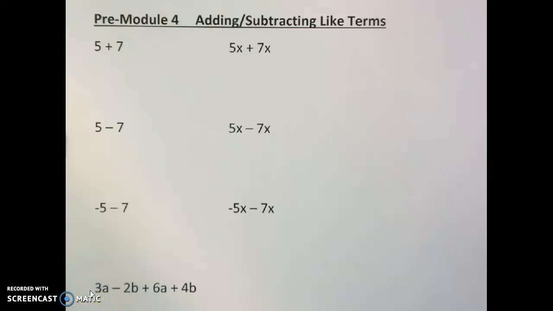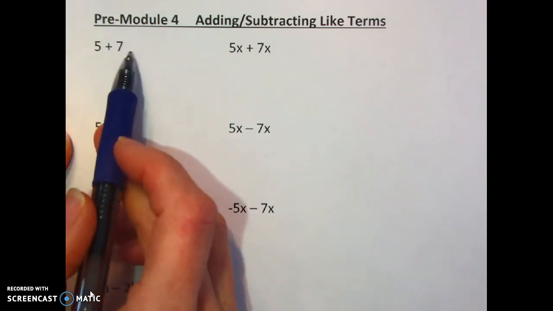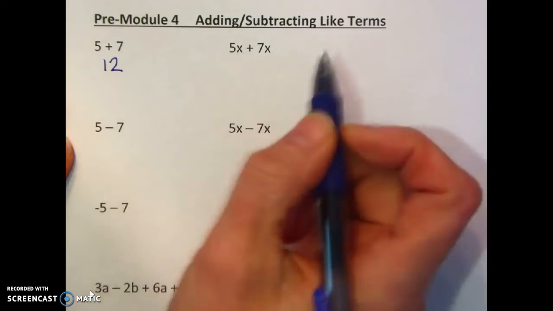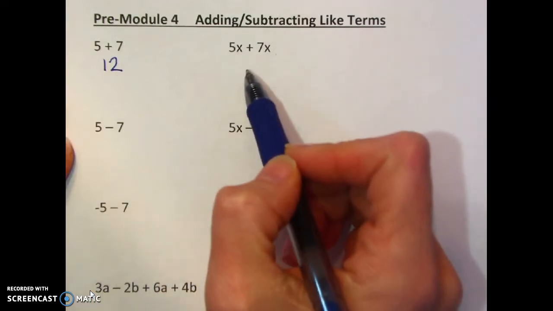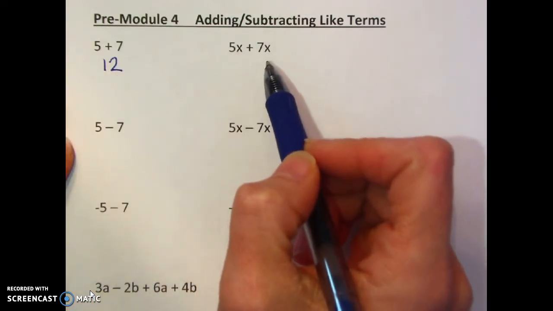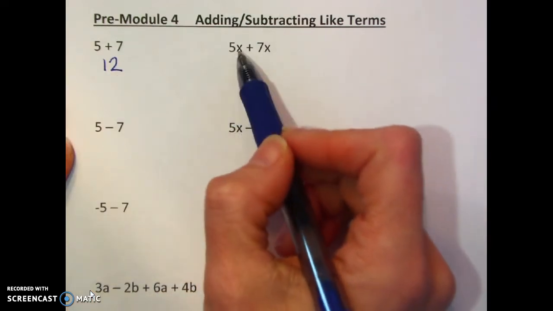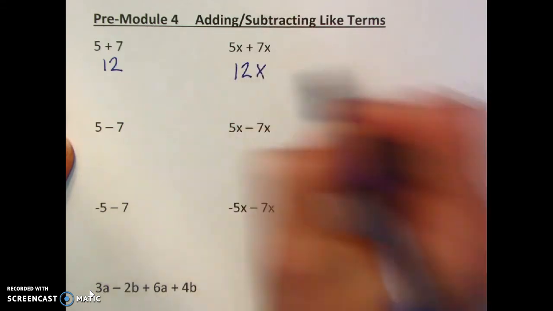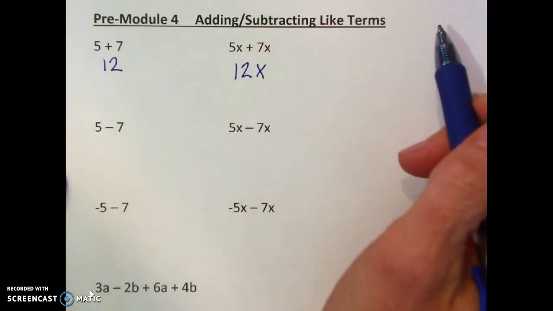Pre-module 4, adding and subtracting like terms, or combining like terms. So we know from previous classes that adding 5 plus 7 will give us 12. But if we add 5x plus 7x, what does that give us? Well, if we have 5 of something and 7 of something, we have 12 of that something. So that will give us 12x.